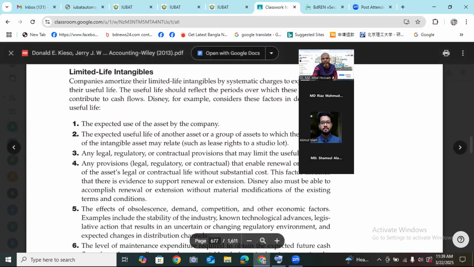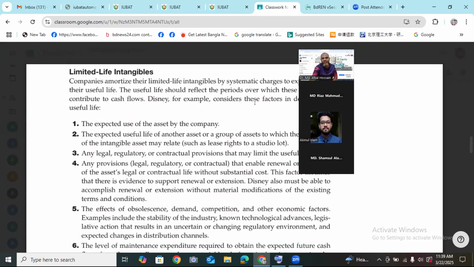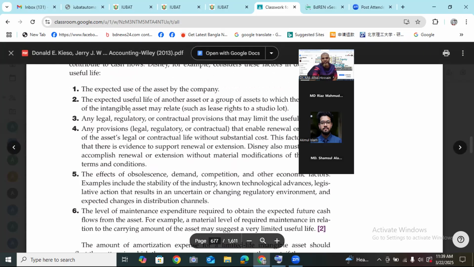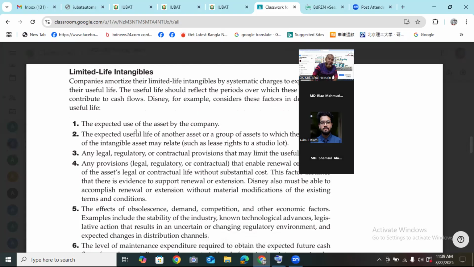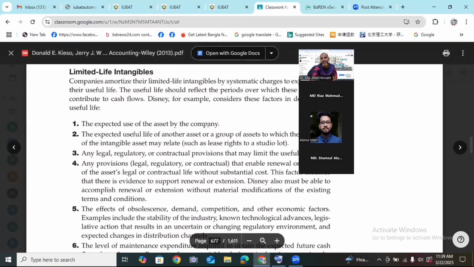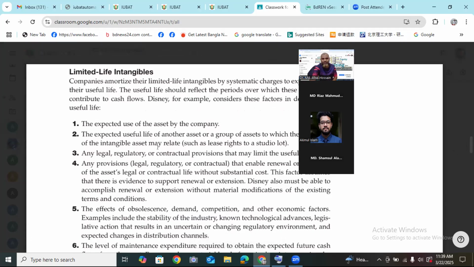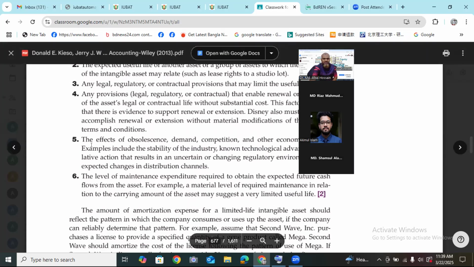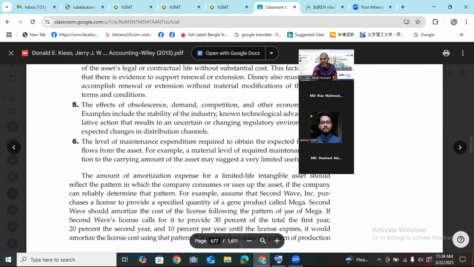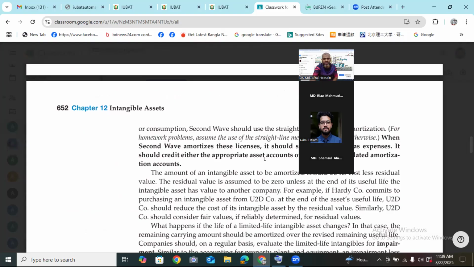So limited life intangibles. Disney, for example, considers these factors in determining useful life. When you amortize limited life intangibles, what are the considerations? The expected use of the asset by the company, the expected useful life of another asset or group of assets to which the useful life of the intangible asset may relate, any legal or other provisions, the effect of obsolescence, demand, competition and others, and the level of maintenance expenditure required.